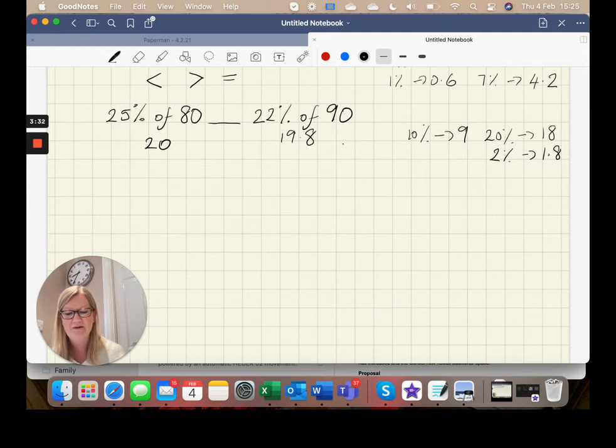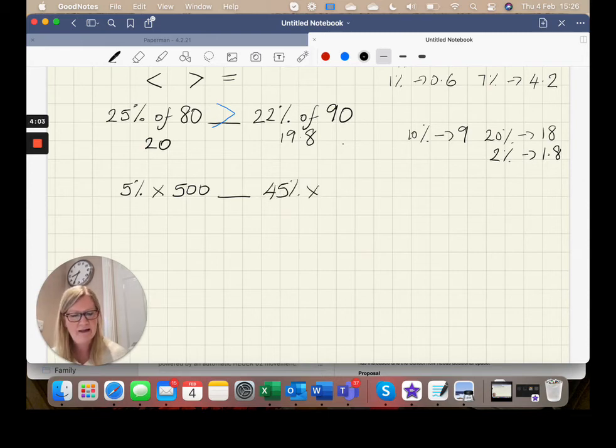Oh, they're close, aren't they? Okay, so in my comparison, 20 is definitely larger than 19.8. So I will put my greater than symbol in. And that's what you're going to be doing. So I'll give you one more example. And this is something else I just want to show you.